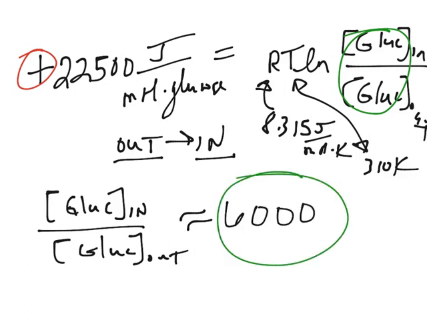Right? That's huge. So we're way past the point of equalizing the concentrations of glucose inside the cell versus outside the cell. We've now got 6,000 times as much glucose inside the cell as out, just from harvesting the energy from that pump, from letting those sodium ions flow down their electrochemical gradient.